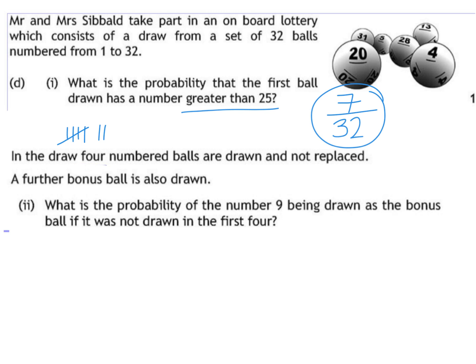Then it says 4 number balls are drawn and not replaced. So 4 balls have already been. What is the probability of the number 9 now being drawn out? And obviously that's assuming the number 9 hasn't already been. So first of all, 4 balls have gone, so we're now down to 28 balls. And the number 9, if it's still in there, is the only number 9. So it's a 1 in 28 chance of you pulling out the number 9 if 4 balls have gone. And that doesn't simplify either.